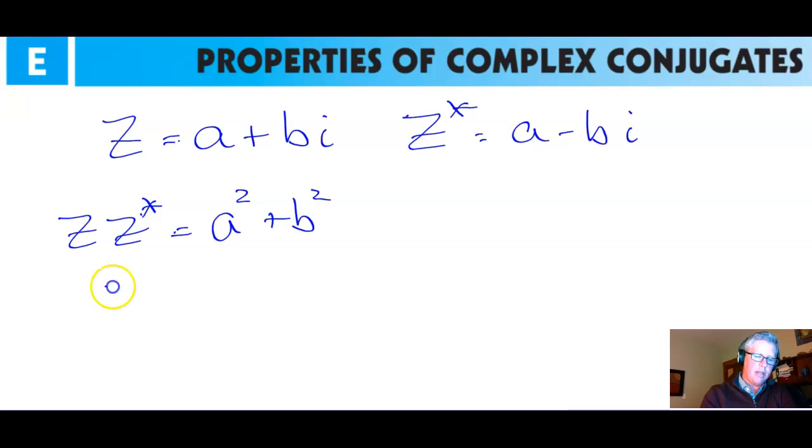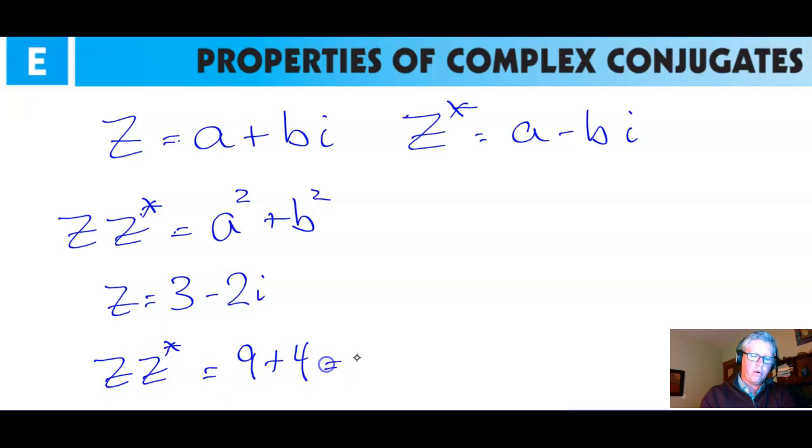Got to be automatic. So z equals 3 minus 2i, z star times z is equal to 9 plus 4, or equal to 13. Do I have to write the complex conjugate? No. I'm just looking at the a and the b, squaring them both and adding them.